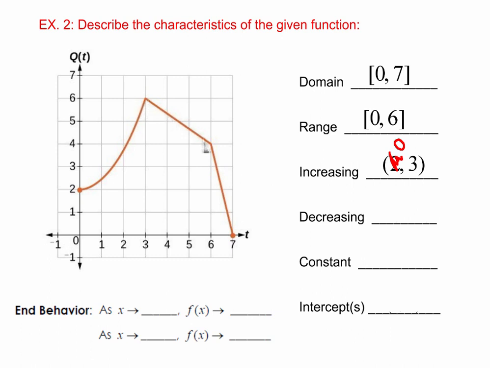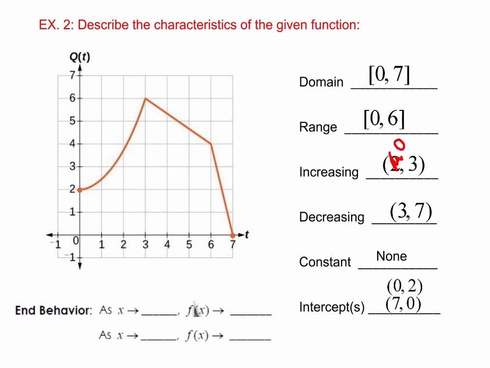And then it's decreasing here, and then it kind of changes, but it's still decreasing. So it's decreasing from 3 to 7. Now once again, this graph is never flat, so it's never constant. And then it has 2 intercepts, the y-intercept at 0, 2, and the x-intercept at 7, 0.